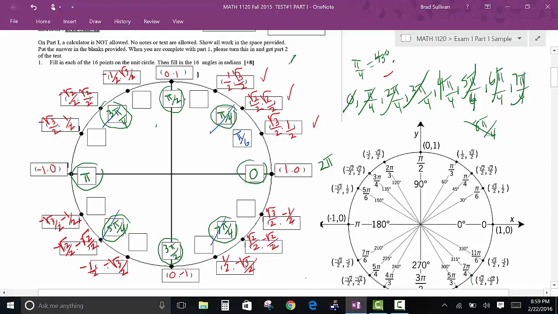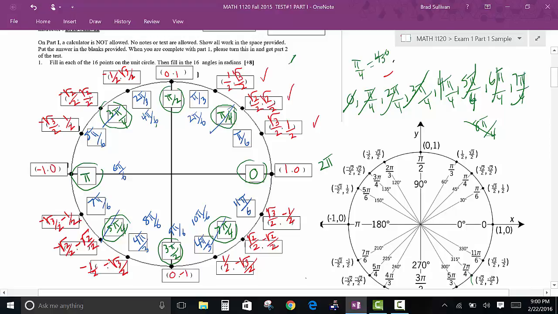Okay, so I'm going to go 1 pi over 6, 2 pi over 6, which is pi over 3, 3 pi over 6, this becomes 4 pi over 6, which reduces to 2 pi over 3, 5 pi over 6, 6 pi over 6, 7 pi over 6, 8 pi over 6, 9 pi over 6, 10 pi over 6, and 11 pi over 6, like that.